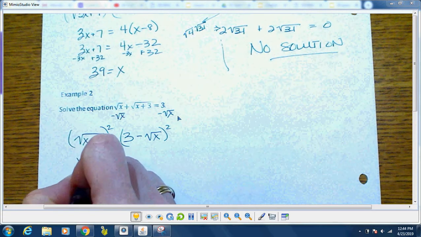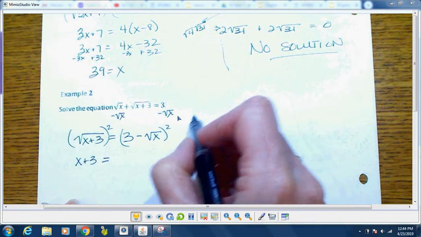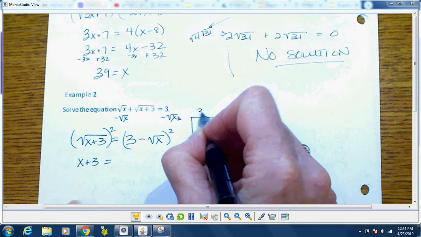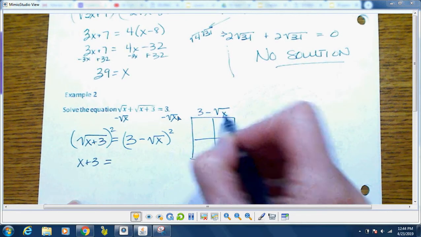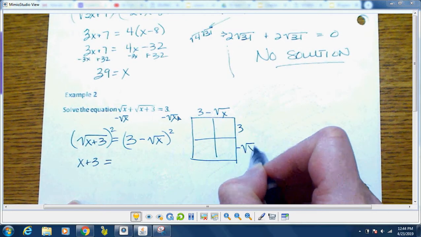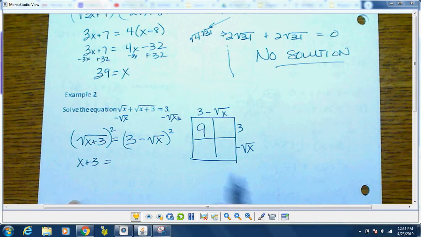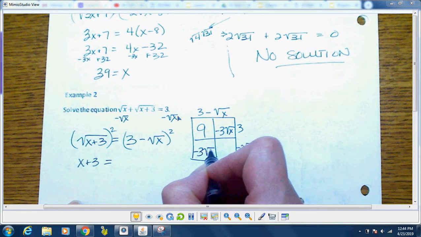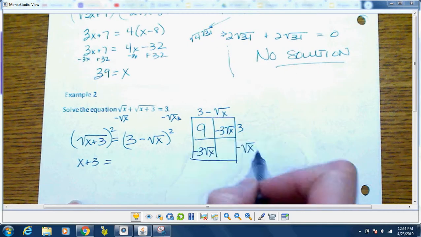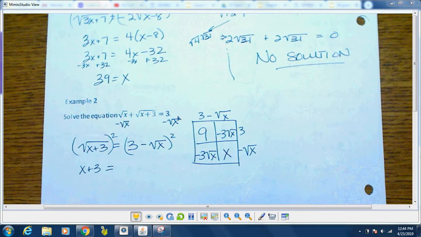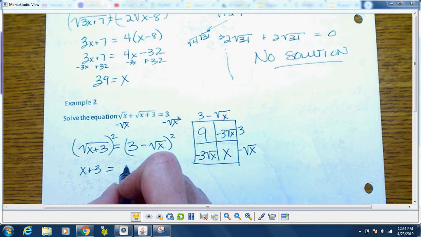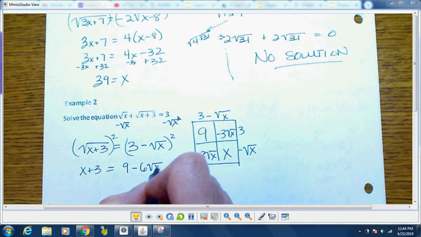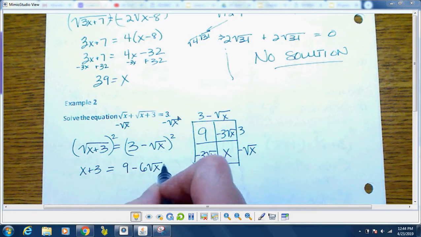So I get x plus 3 equals, and I'm going to do the table for this one, 3 minus the square root of x, 3 minus the square root of x. 3 times 3 is 9, minus 3 square root of x, minus 3 square root of x. And this is going to be positive x. So I have 9 minus 6 square root of x plus x.